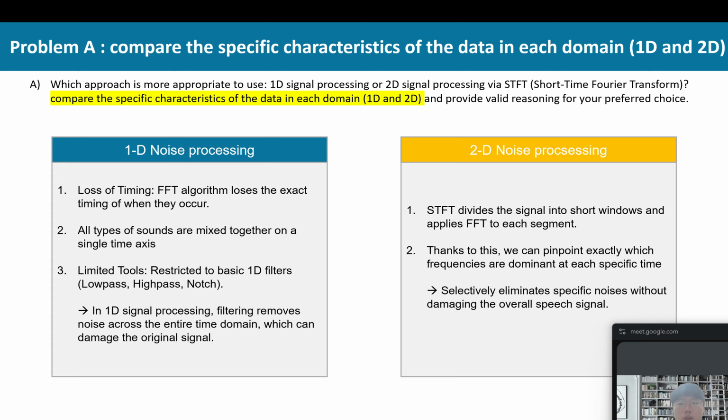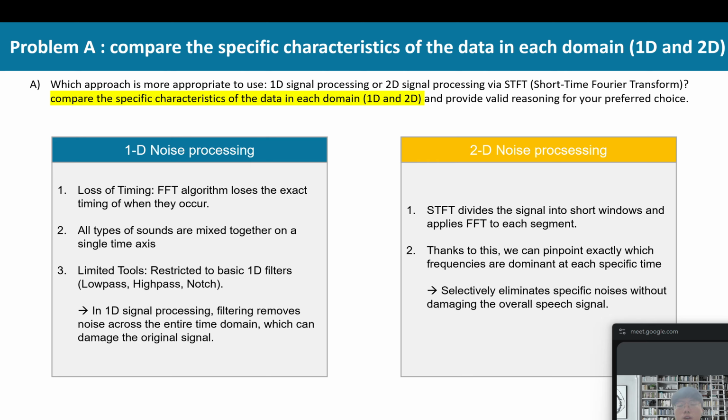So let's start. For the first problem, I will compare the specific characteristics of the data in each domain, one-dimensional and two-dimensional. In one-dimensional noise processing, the main disadvantage, I think, is loss of timing. Because the FFT algorithm loses the exact timing of when sounds occur, all types of sounds are mixed together on a single time axis. As a result, not only can we use only restricted tools like low pass filtering, high pass filtering, and notch filtering, but filtering itself removes the noise across the entire time domain, which normally damages the original signal.